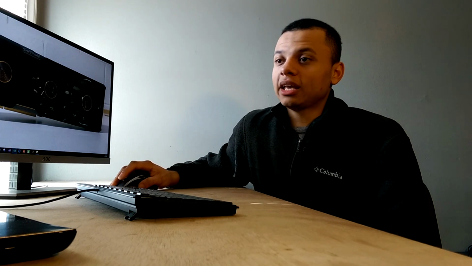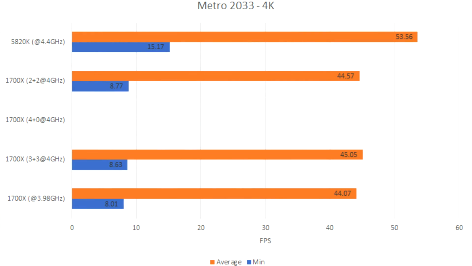So, in Metro 2033 now, you can see here I'm missing the 1700X with one CCX enabled. This is kind of disappointing because that's what I was really interested in here, but as you can see, disabling the cores didn't really seem to make an impact whatsoever in terms of performance. The performance basically remains constant in all configurations, and that tells me that this game is highly dependent on a single thread. So it doesn't matter whether I'm using 4 cores, 6 cores, or 8 cores.